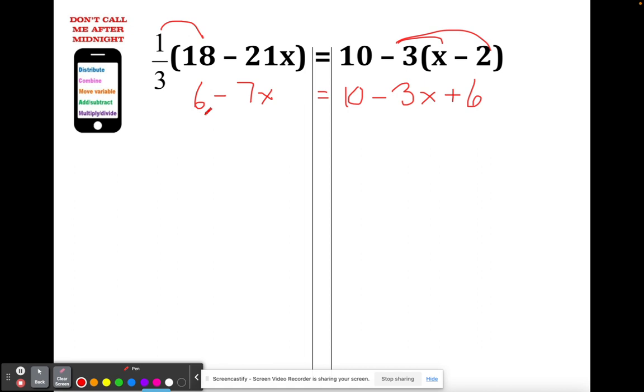Let's combine some like terms. I don't have any over here, but over here I do. 10 and positive 6 is 16 minus 3x equals 6 minus 7x.